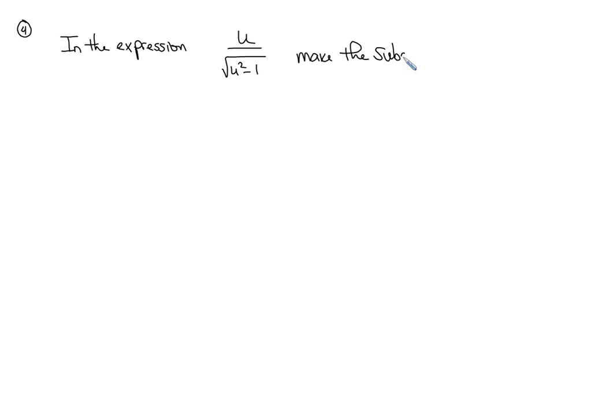So make the substitution u is equal to secant theta. So what they want you to do is plug secant theta in place of the u's, and show it simplifies to cosecant theta.